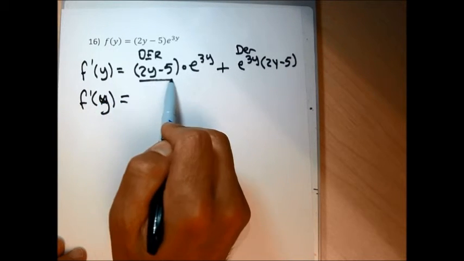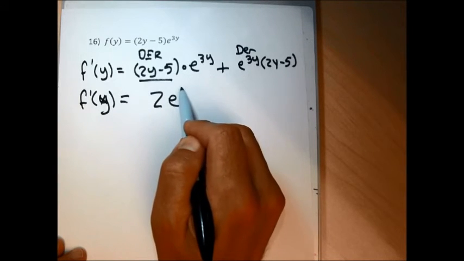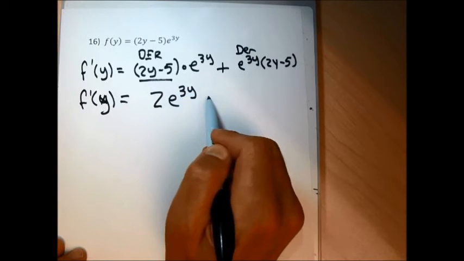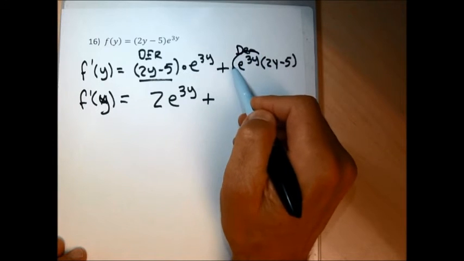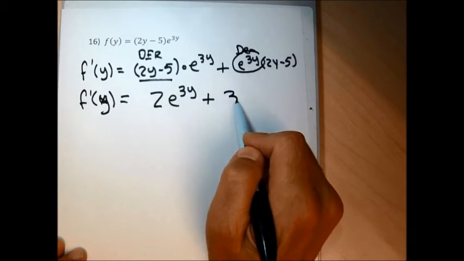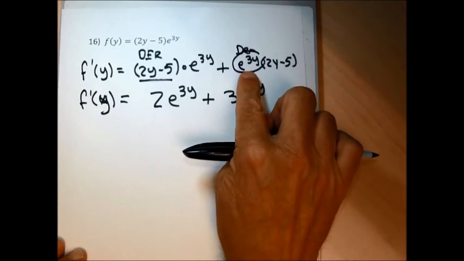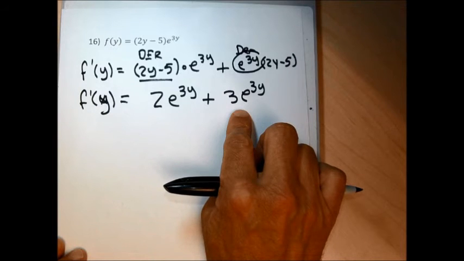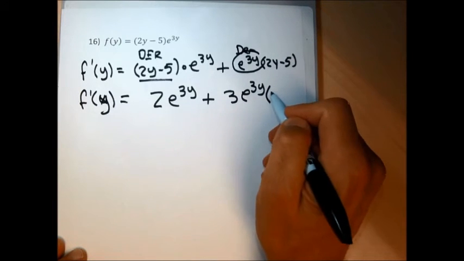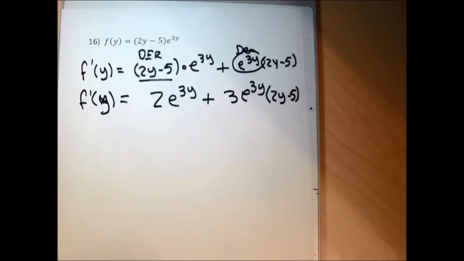equals, the derivative of that parentheses is just 2. I'm not going to write the parentheses anymore. So my first piece is 2e to the 3y. The derivative of this, the derivative of the exponent 3y is 3, and then I keep the e part. So the derivative of e to the 3y is 3e to the 3y, and then I leave this 2y minus 5 alone. I'm not taking its derivative.